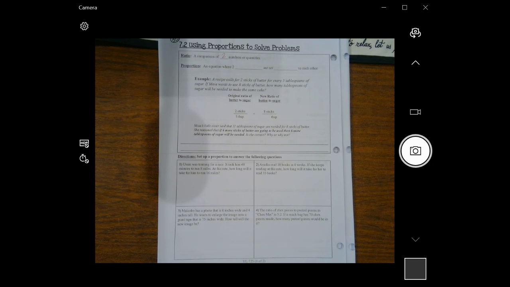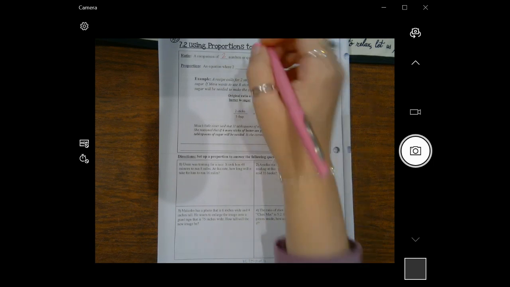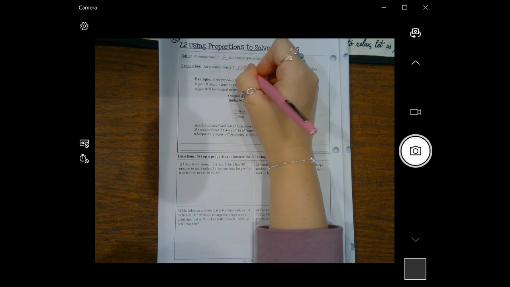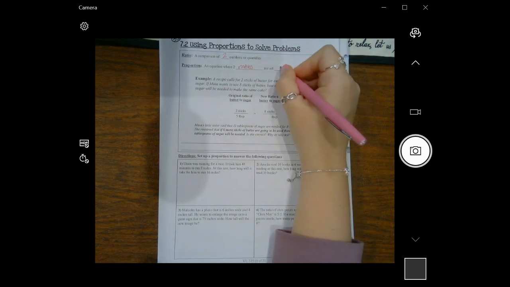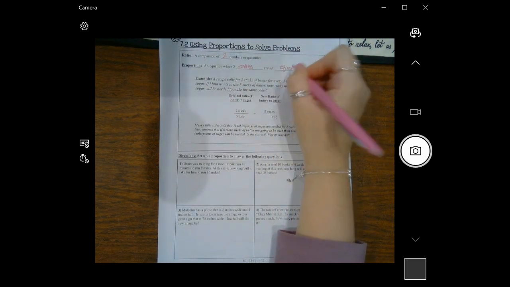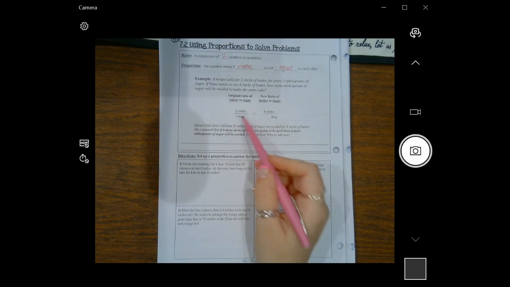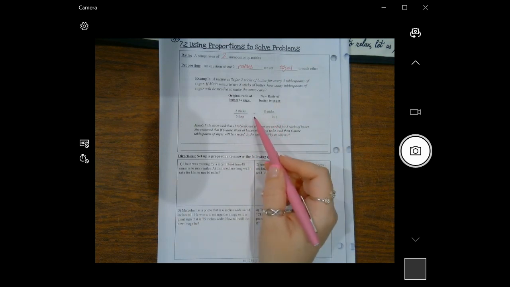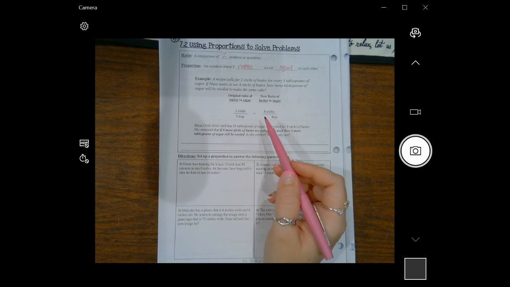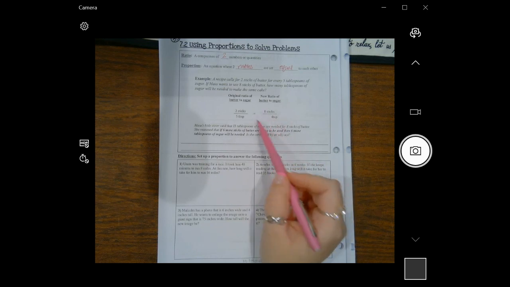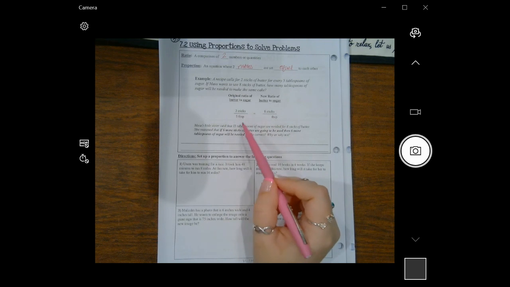A proportion is where we take two ratios and we set them equal to each other. So we have a ratio here and another ratio here, and we set them equal to each other. And a ratio is just a fancy way of saying a fraction. So it's basically, how do we make this fraction equivalent to this fraction?